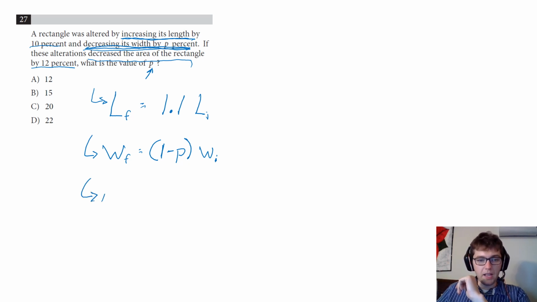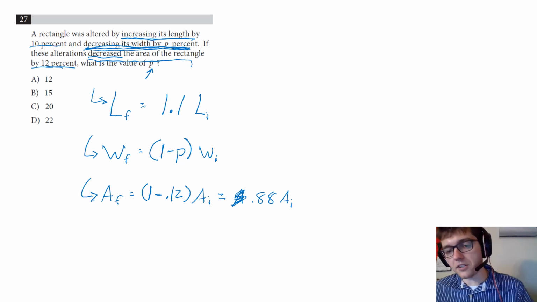And finally, you have the area final is equal to the area initial. Do the same thing as you did with width because you're decreasing. It's decreased by 12%. So in this case, we know the amount it's decreasing by is 12% or 0.12 when represented as a fraction, which means you can go ahead and do that math here. Area final is equal to 0.88 times area initial.